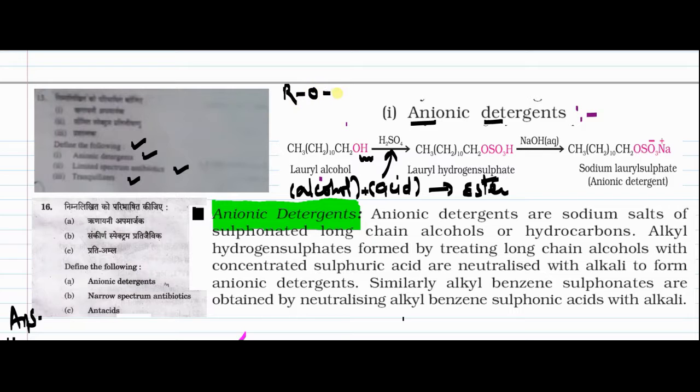ROH plus HOSO2OH gives HOH. It means lauryl hydrogen sulfate is formed as a product, an inorganic ester. The ester reacts with NaOH to form an anionic detergent.